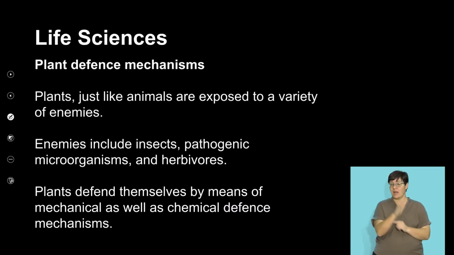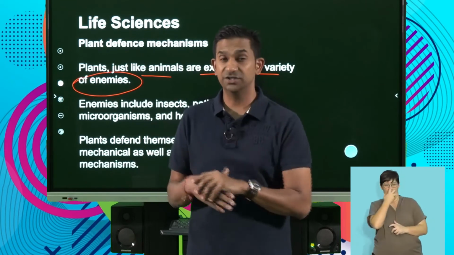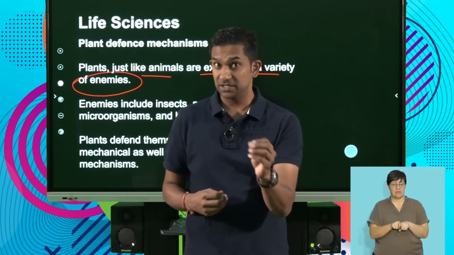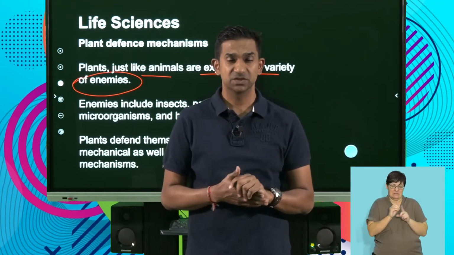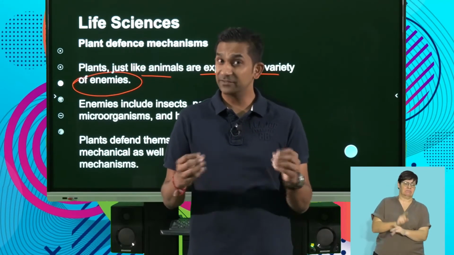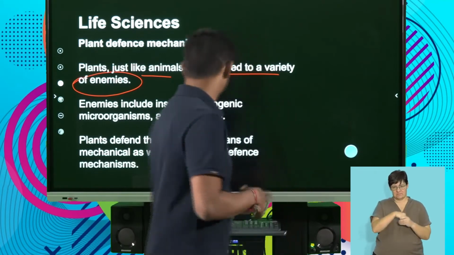So plants, just like animals, are exposed to a variety of enemies, and these enemies could include feeding by herbivores. They could include the harsh environmental conditions such as extremely hot conditions. It could include even the effect of termites, insects, and other smaller invertebrates. So plants also have pests that live on them. However, plants have been able to adapt to that. Let's look at these adaptations.